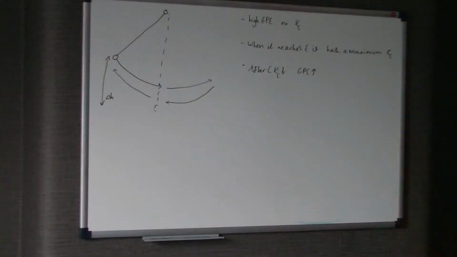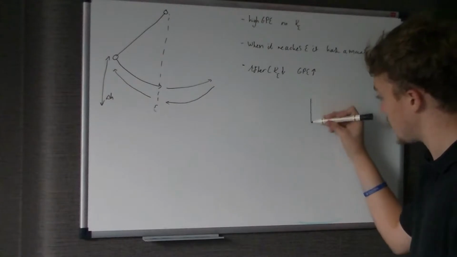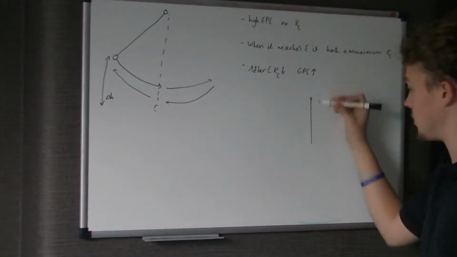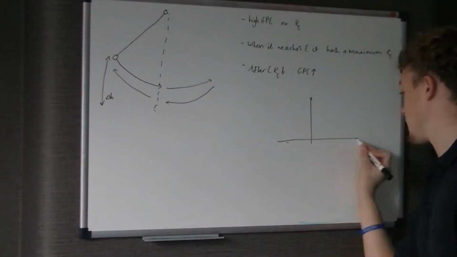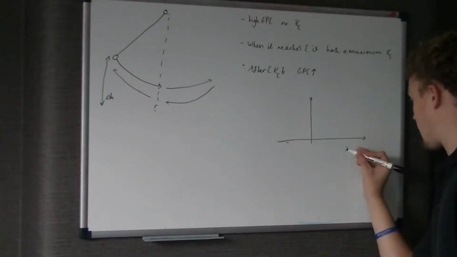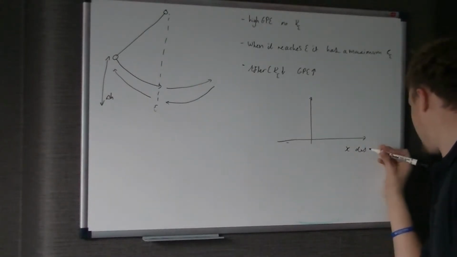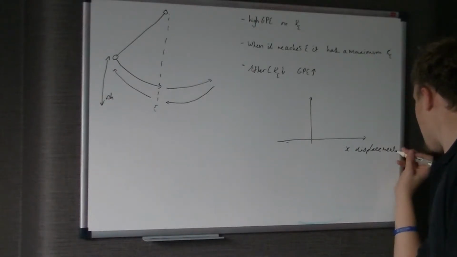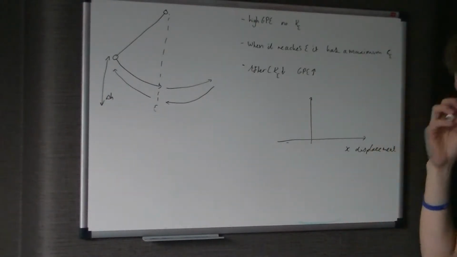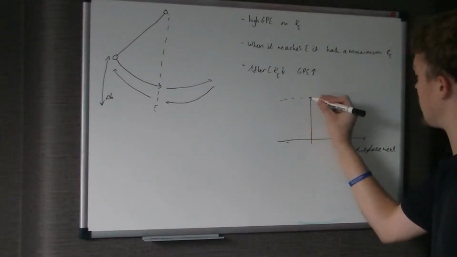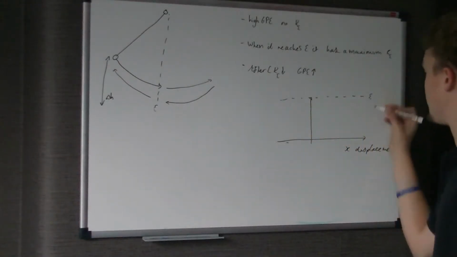So how would we represent this on an energy graph, for example? So what we're going to draw here is we're going to have a vertical line of energy and a horizontal line of X, or displacement. Okay, and then obviously we've got the energy here. Now we're going to call the top level energy E.